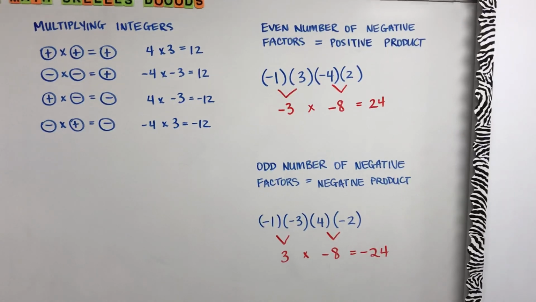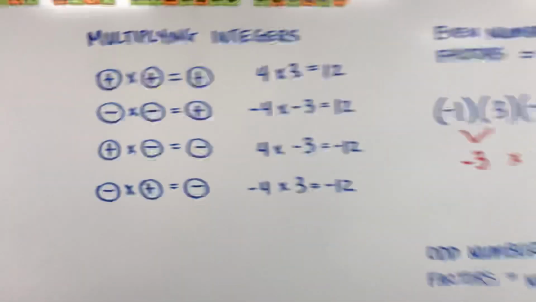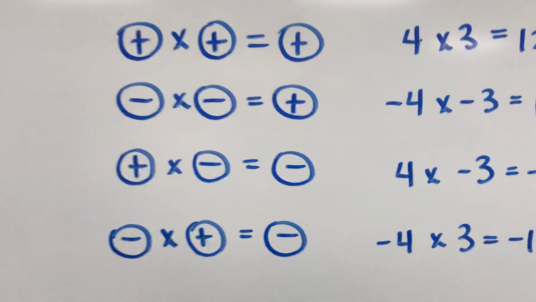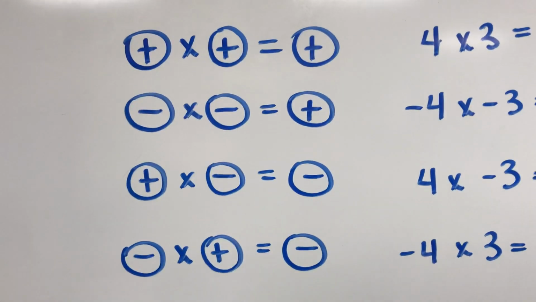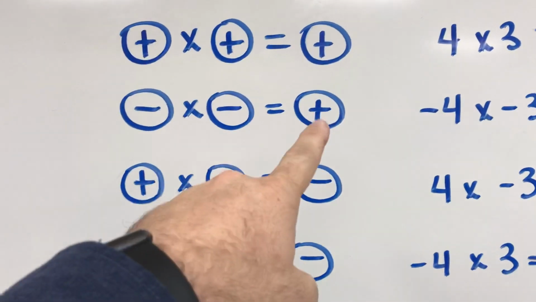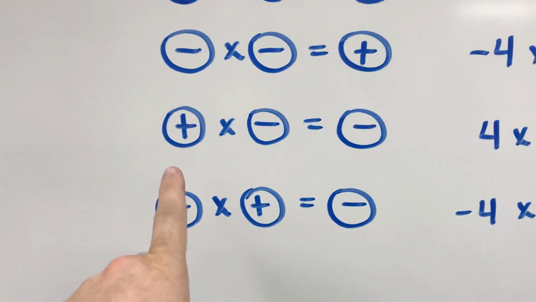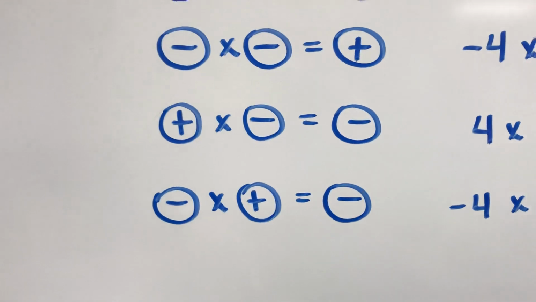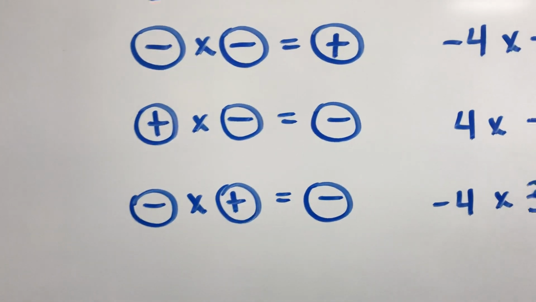We worked on multiplying integers today, and these are the rules. It's always a positive times a positive equals a positive, a negative times a negative also equals a positive, and a positive times a negative is a negative. Negative times a positive is also a negative.